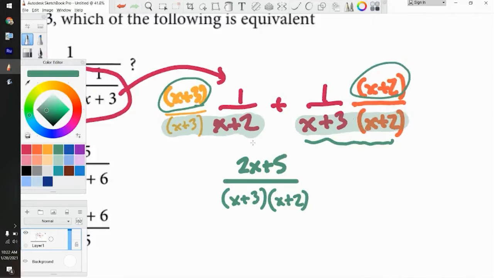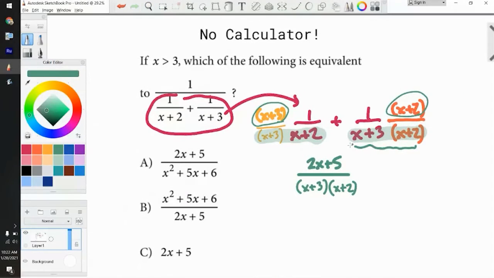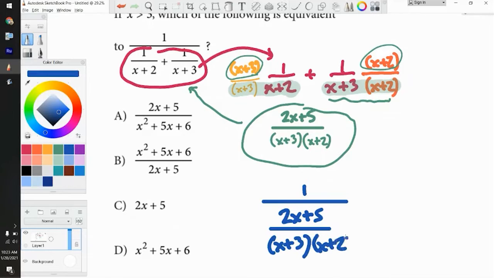If you remember, I parsed out that bottom part there. That's the red part here. So what I can do now is take this and throw it back in where that is. And you end up with 1 over 2x plus 5 divided by x plus 3 times x plus 2. Now, does anybody know when it's 1 over what you do with that?